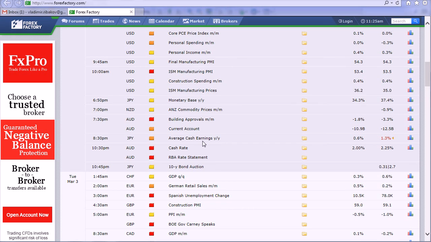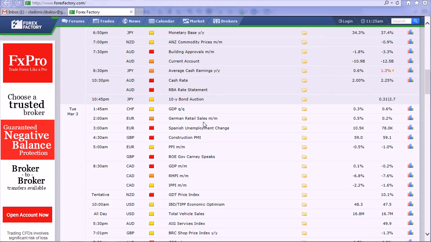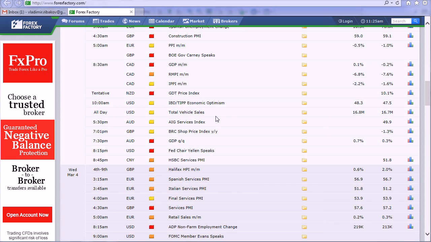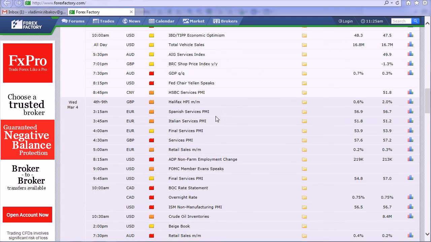And the main event tomorrow would be, of course, the cash rate in Australia, which is expected to drop down. Then we have the statement, of course, so expect action on the Australian pairs. Tuesday is going to be busy, basically on the Euro and Britain area. And we have a speech from Yellen, of course, and GDP from Australia.